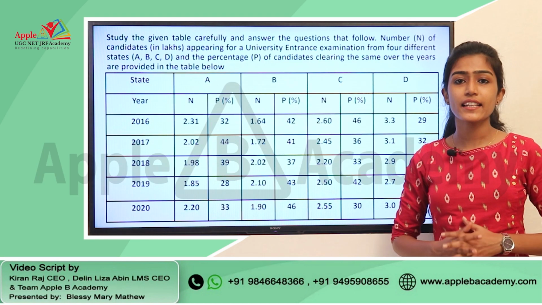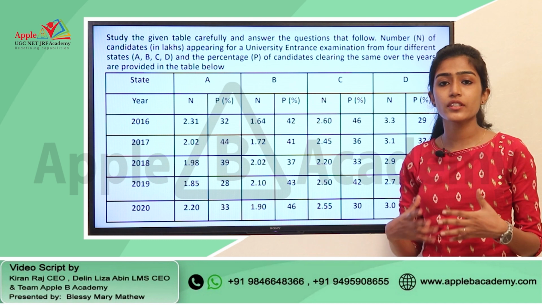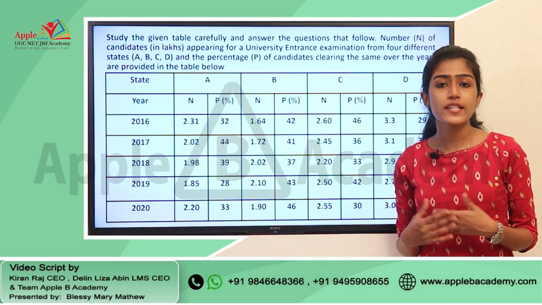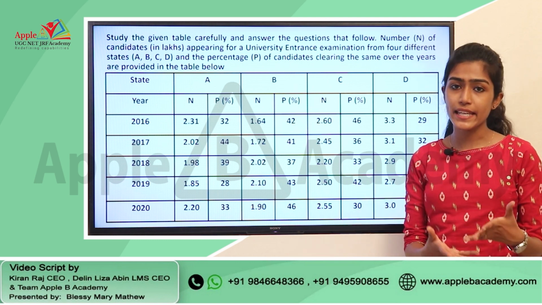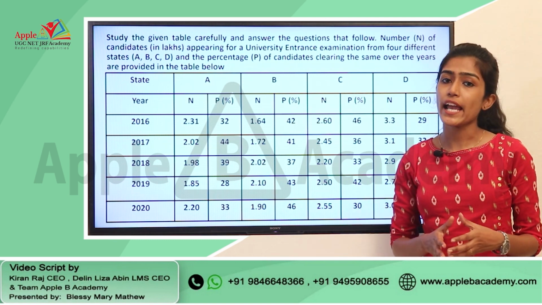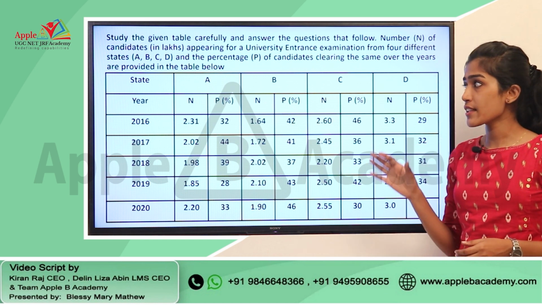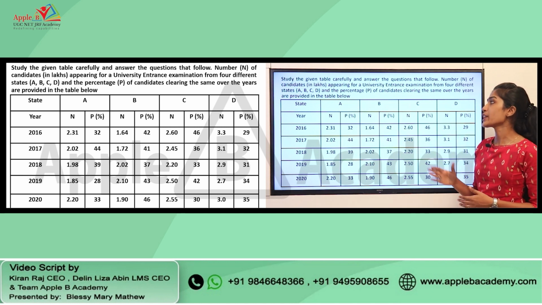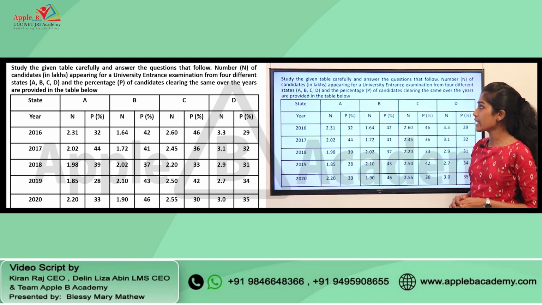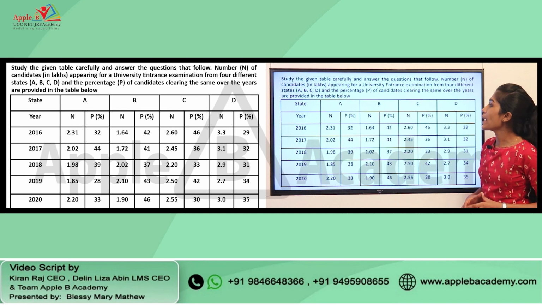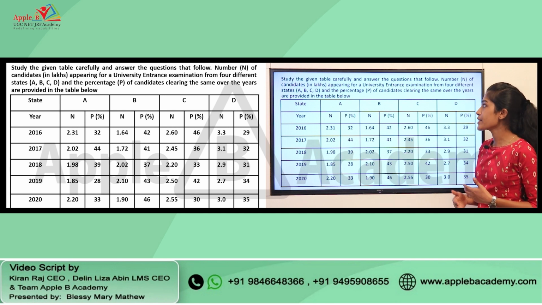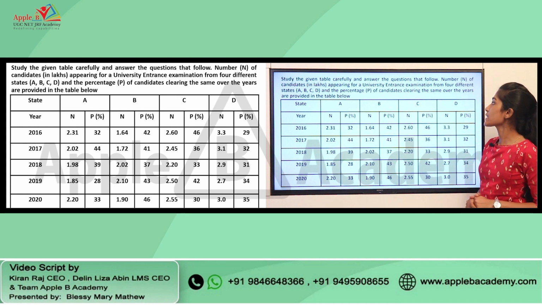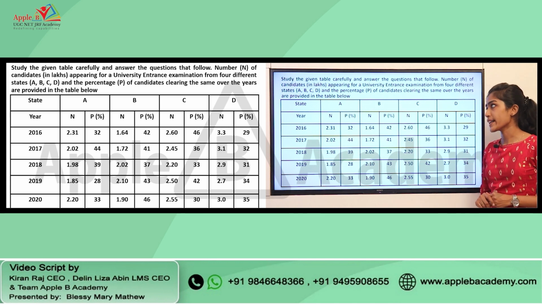The first area is data interpretation. This particular question was based on table-based DI. As we all know, in DI questions a data set will be given, and based on that we have to answer 5 questions. If you consider the question asked for the economics NET, we can read it like this: study the given table carefully and answer the questions that follow. The number of candidates appearing for a university entrance examination from 4 different states and the percentage of candidates clearing the same over the years are provided in the table below.